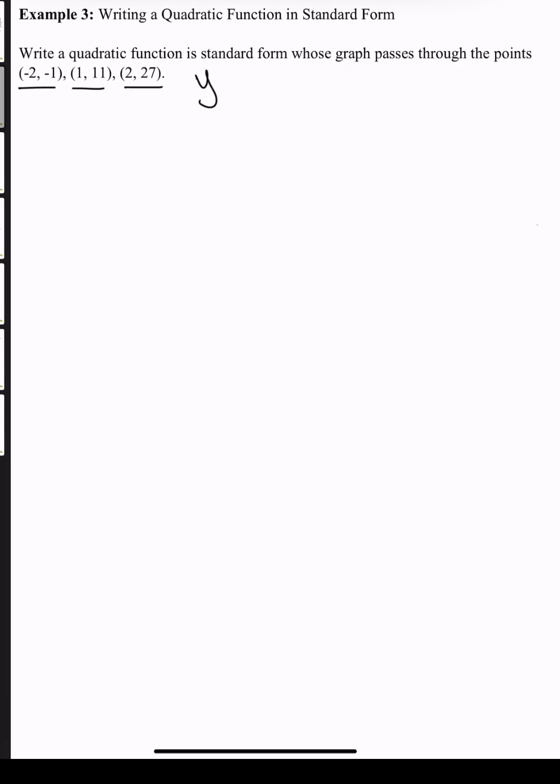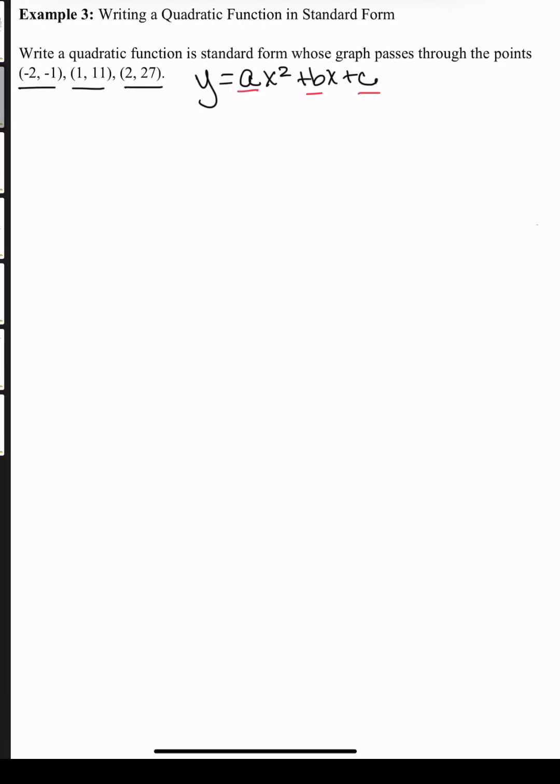Now, standard form looks like this: ax squared plus bx plus c. So I'm going to use all 3 of these points, and I'm going to plug them in for x and y 3 different times, because notice I have 3 different variables, or 3 different unknowns, that I must solve for. And in order to do that, I'm going to have to set up a system of equations. I will need 3 equations and 3 variables in order to solve this.